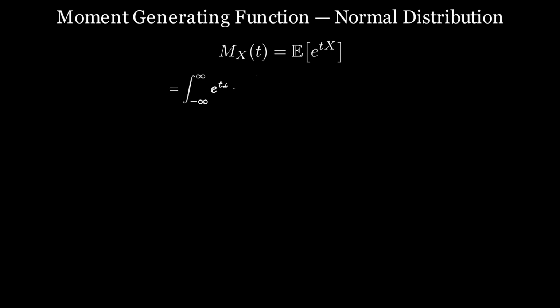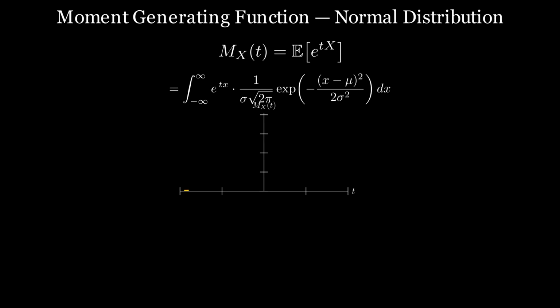The moment-generating function of a random variable X is defined as M_X(t), the expected value of e^(tX). For X following the normal distribution with mean mu and variance sigma squared, we write this as the integral of e^(tx) times the Gaussian density. This integral has a beautiful closed form. We will derive it by completing the square in the exponent.